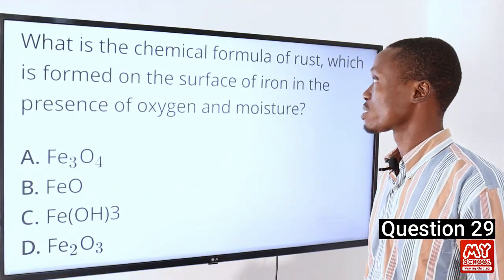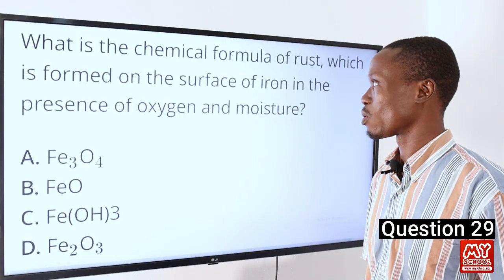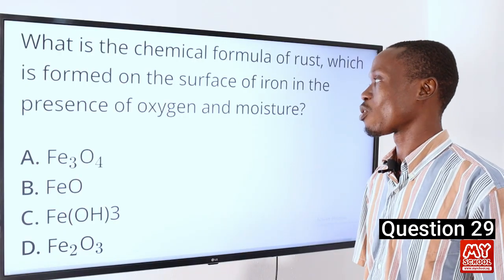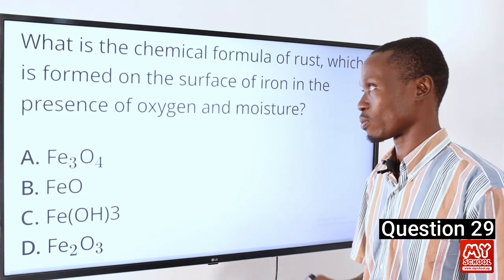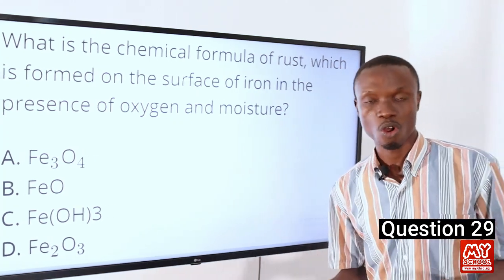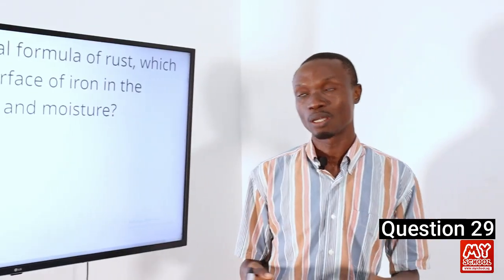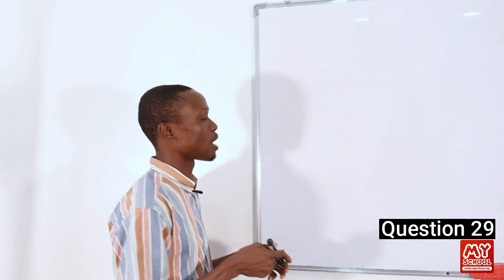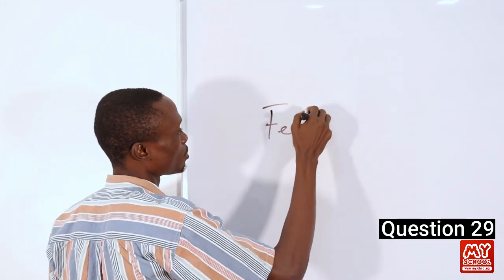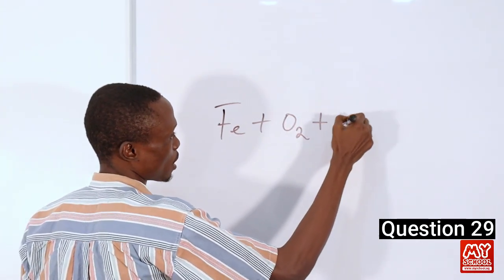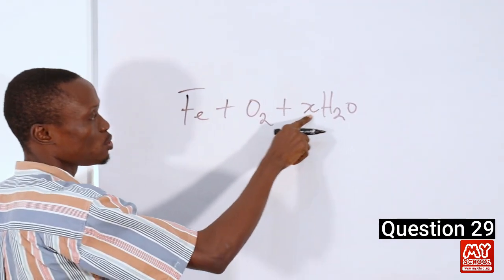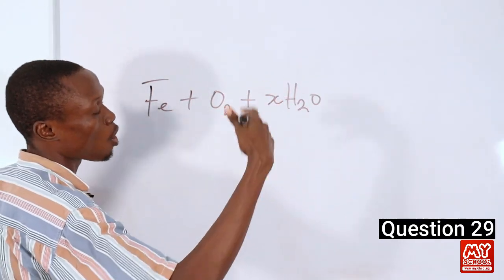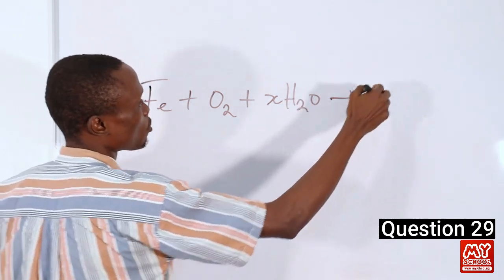Question 29. What is the chemical formula of rust, which is formed on the surface of iron in the presence of oxygen and moisture? Okay, we know that rust is a reddish brown compound that is formed on the surface of metal, and that takes place in the presence of oxygen and moisture, which is water. So let's illustrate this with a chemical equation. This is your iron reacting with oxygen and water. The reason we use x is because we don't know the actual number of moles of water.